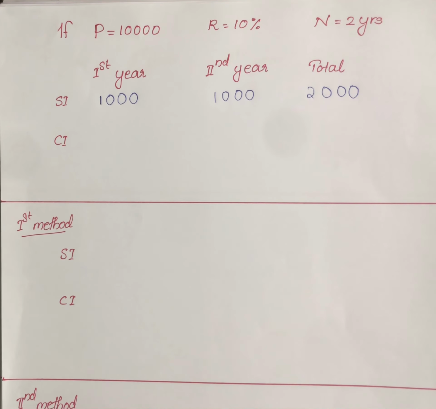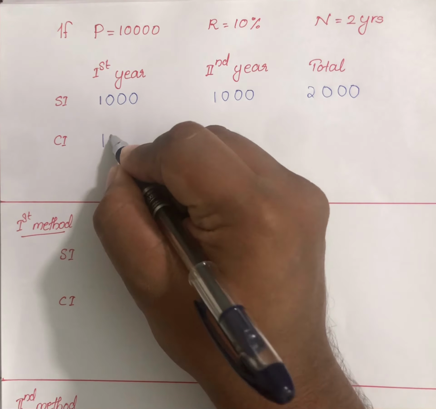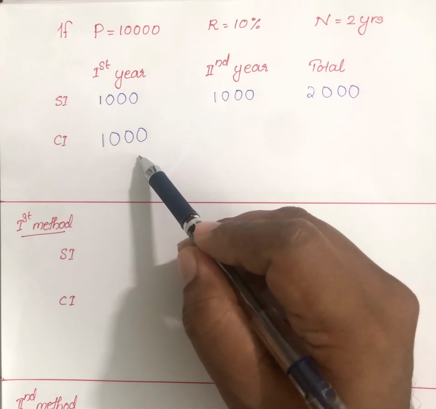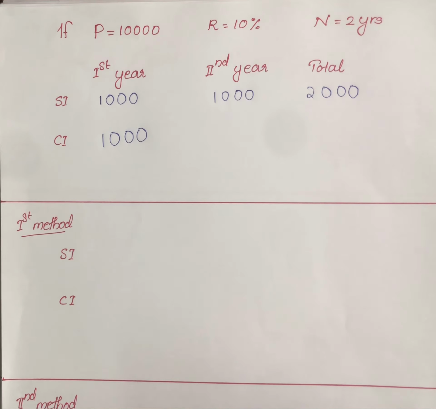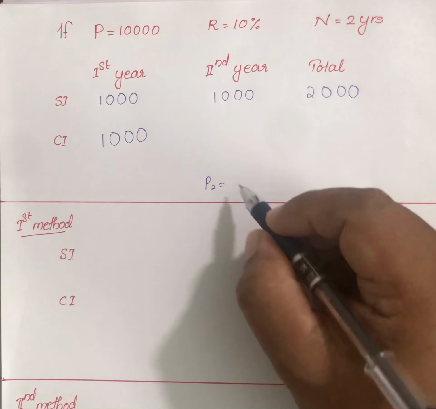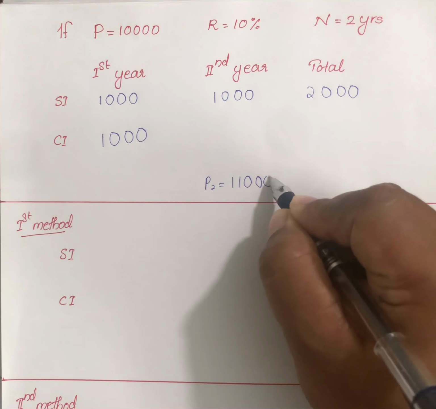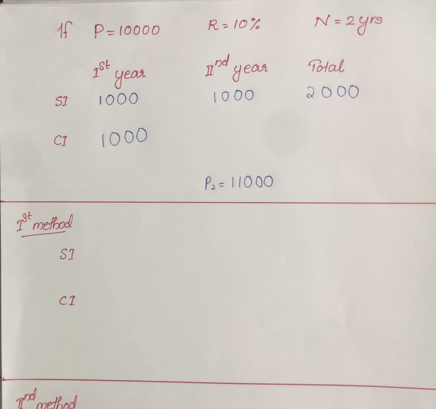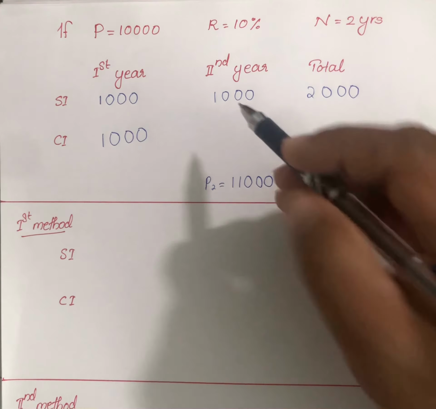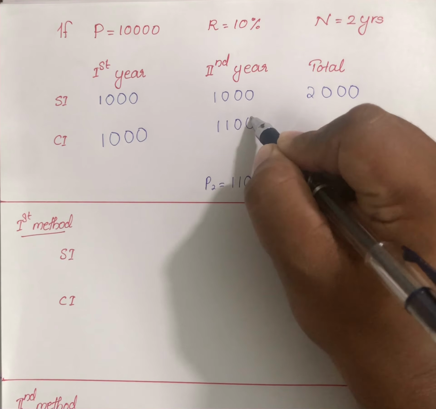Okay. And now I'll tell you one important concept. For the first year, SI and CI will be the same. So first year CI will again be 1000. Now what happens? This interest gets added to the principal. So for the second year, the principal will be what? 1000 plus 10,000, which is 11,000, will be the principal for the second year. Now we can find the interest. Similarly, NR%. So N is 1, R is 10. So 10% of this is 1100.